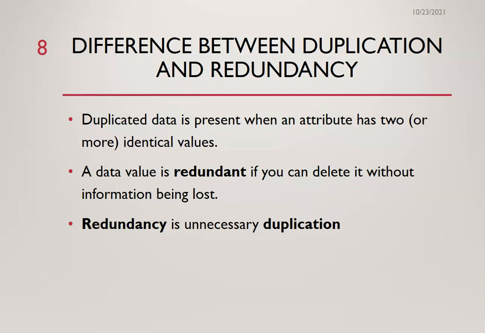So you can have duplicated data, where you have a particular attribute having two or more identical values, for example, and you can have a program within a university. Let's take an example of an entity called student.